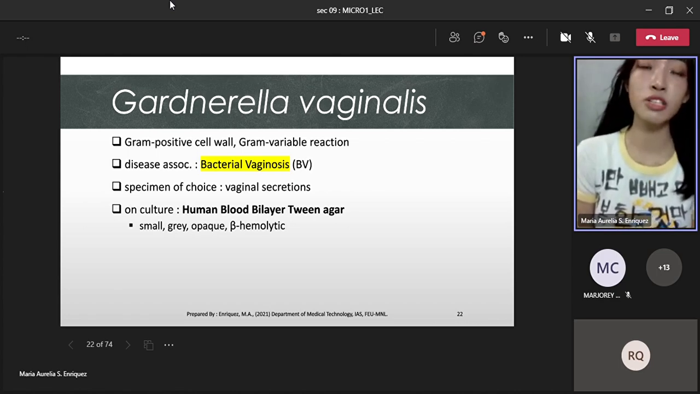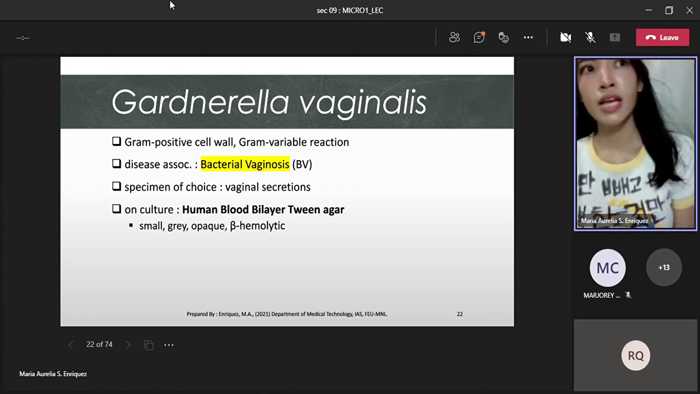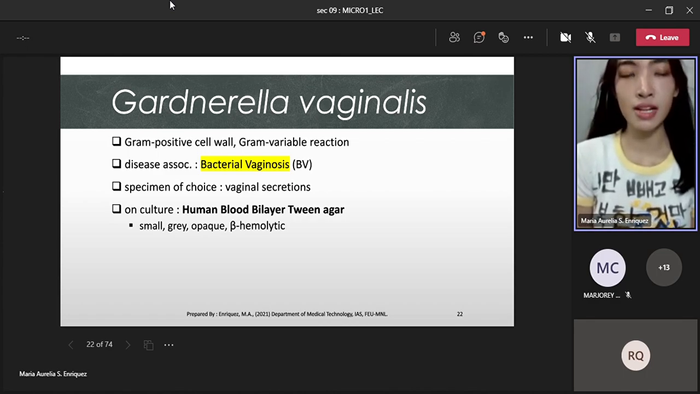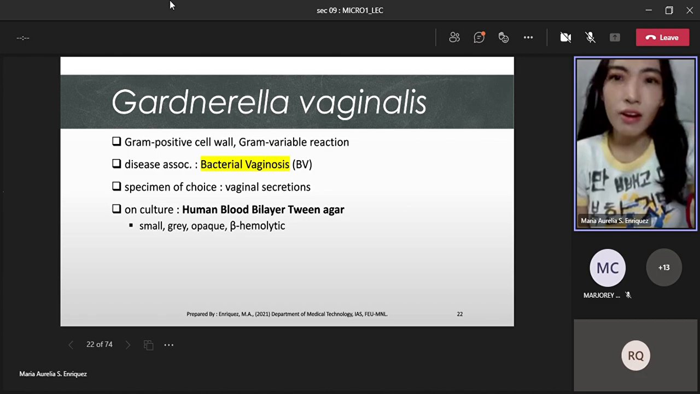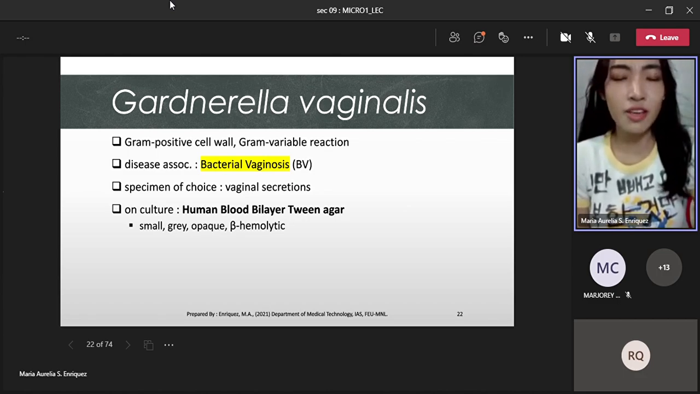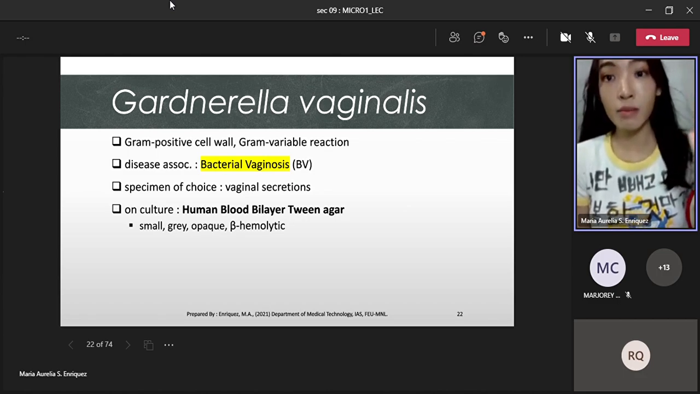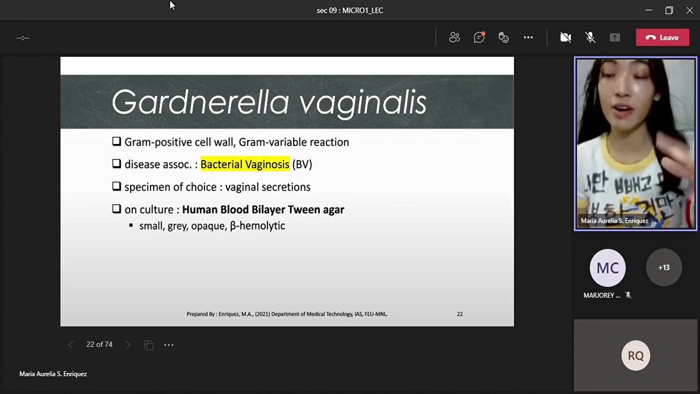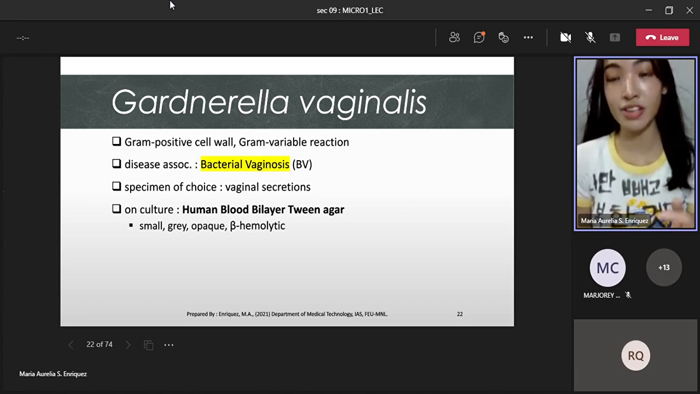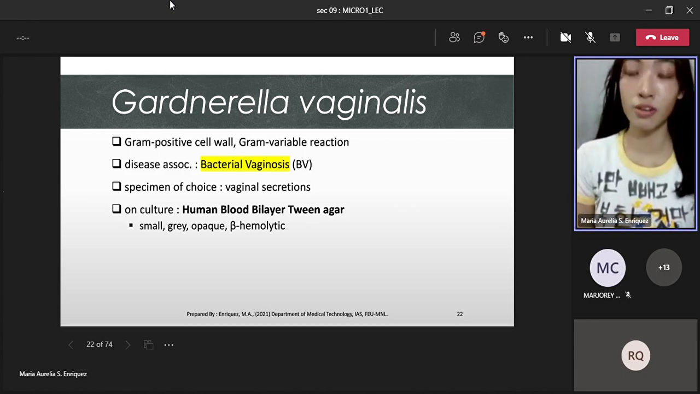So yung mga lactobacillus po, they are considered as commensals in the vaginal area of the patient kasi po, or of regular, normal, healthy humans, kasi po, they are able to utilize substances from that area. So their utilization of those substances from that area produces an acidic pH, which is detrimental to all other organisms.